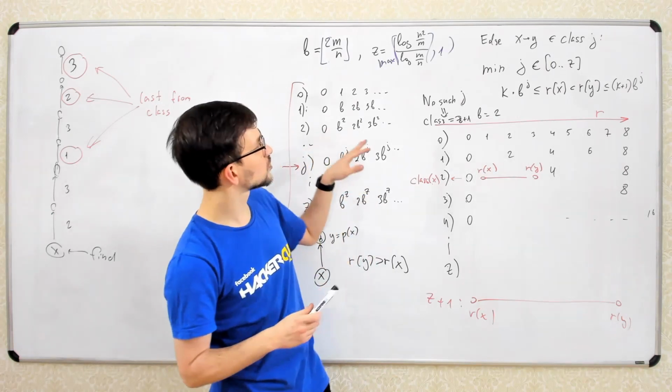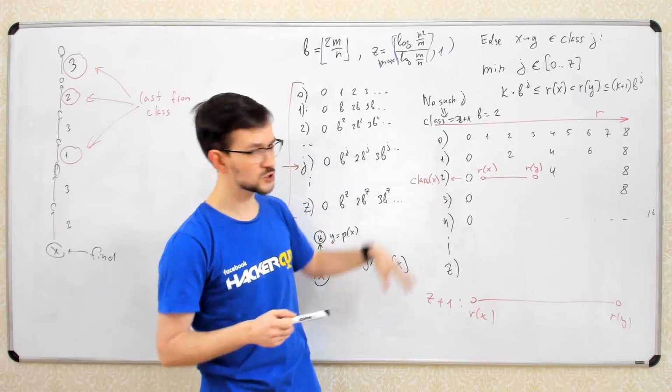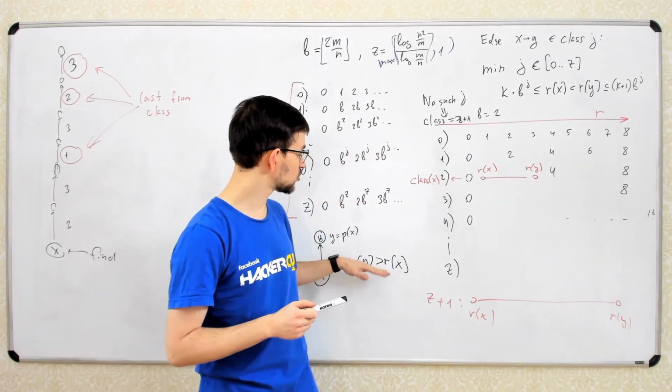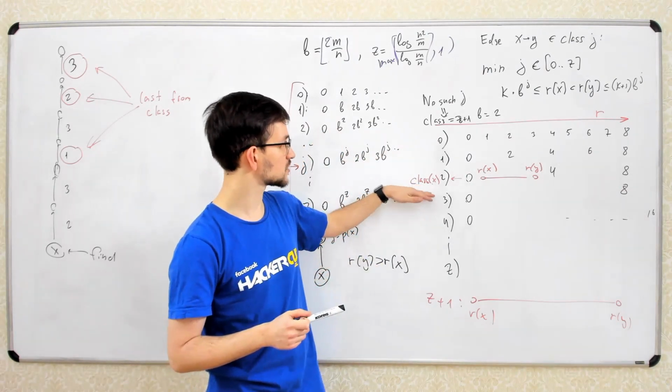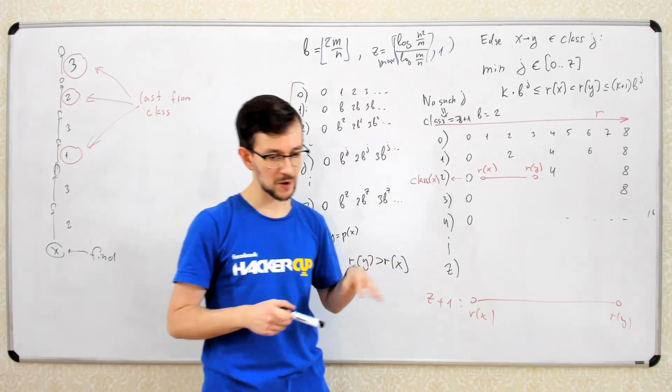But this proof does not use rank heuristics. This proof is only for path compression, actually. So you don't need ranks in your algorithm. You don't need classes. This is only for the proof of time complexity.